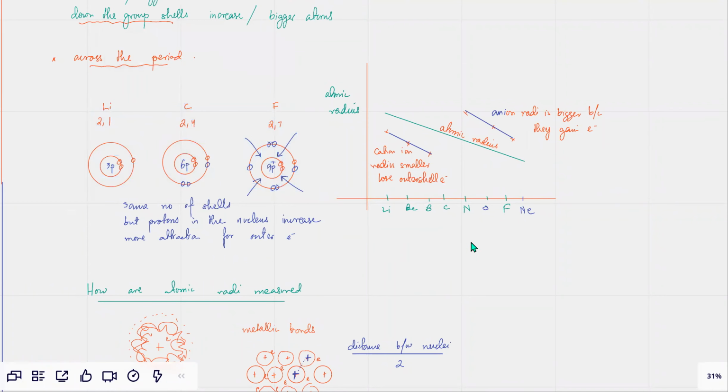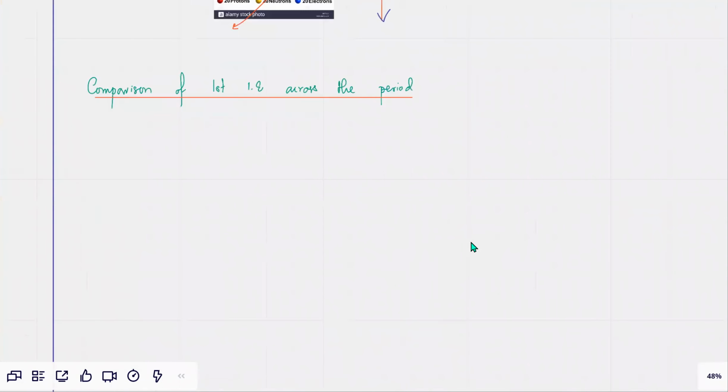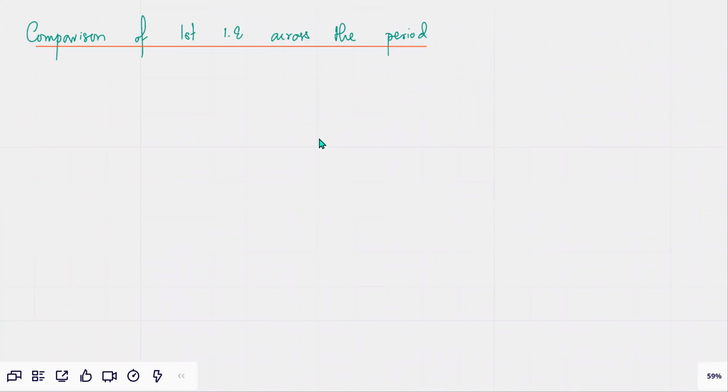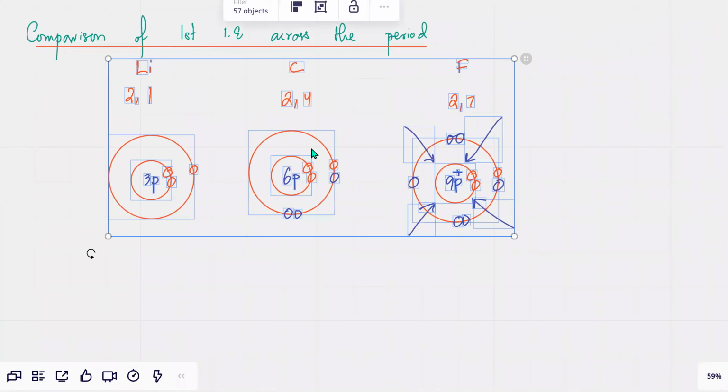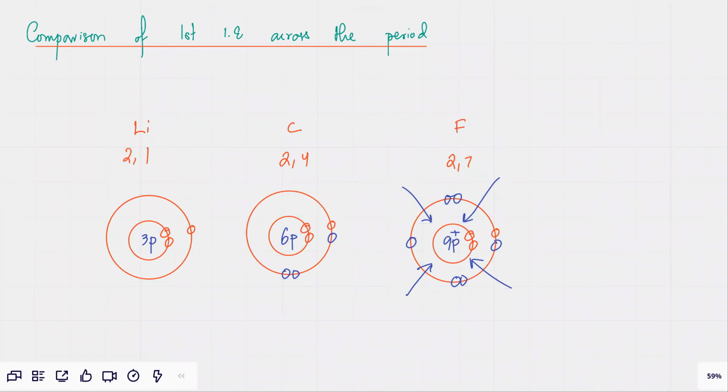So now when you move across the period, I've got the elements missing. I just wanted to show you the trend. It's lithium. I'm going to add the missing elements as well: lithium, then beryllium, then boron, that's group 3. Then you have carbon, then nitrogen, oxygen.